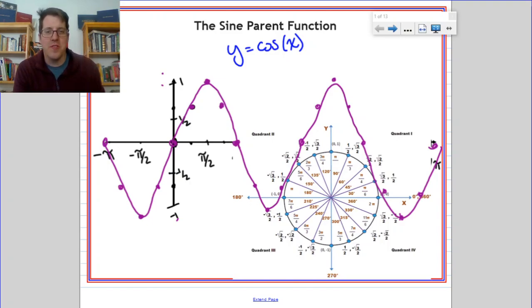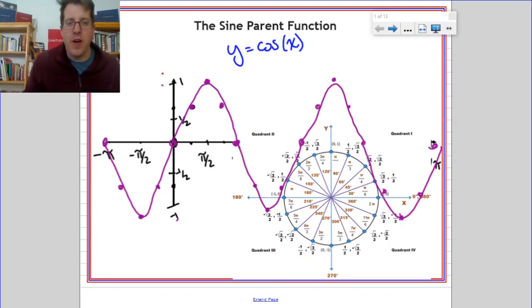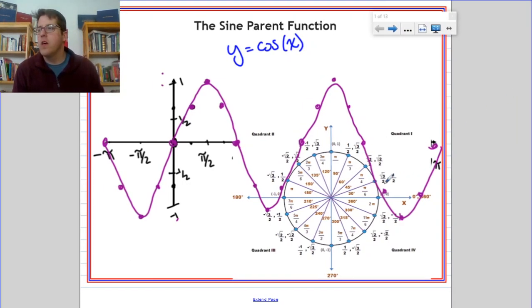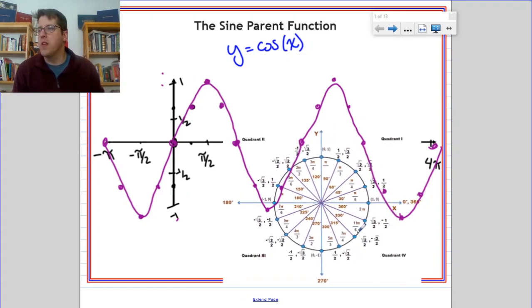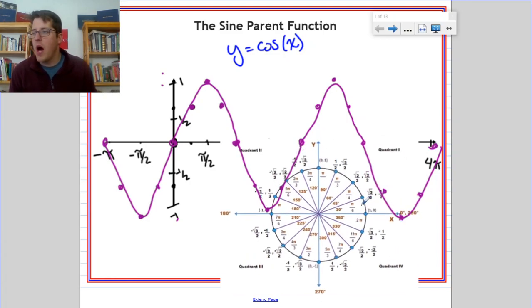So your input is an angle, and your output, your y value for your function graph, is the x value on the unit circle. And our first x value on the unit circle is going to be 1. Our first point on the unit circle at an angle of 0, our output is going to be 1. So the cosine is going to start at 1. The next x value will be root 2 over 2.